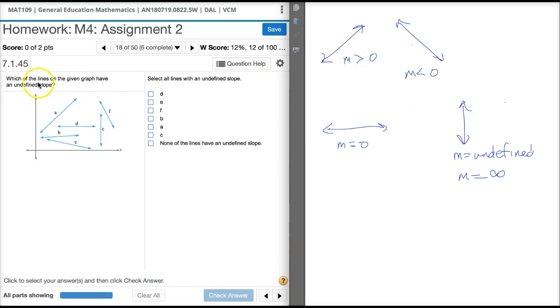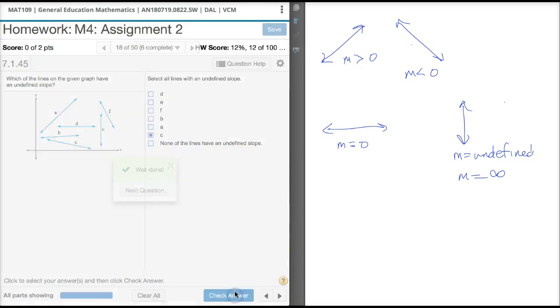And so here, if we're asking to see if a slope is undefined, we're looking for the vertical lines. And the only vertical line that we have here is line C. So if we pick line C here, that should be the only one that has an undefined slope.